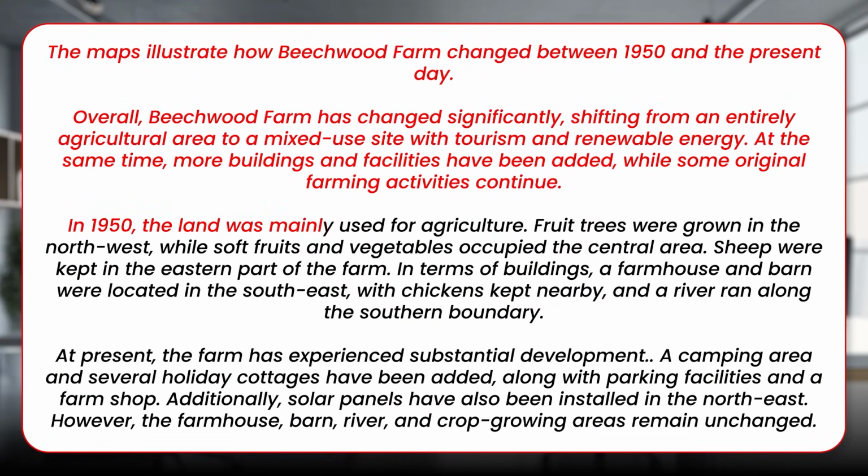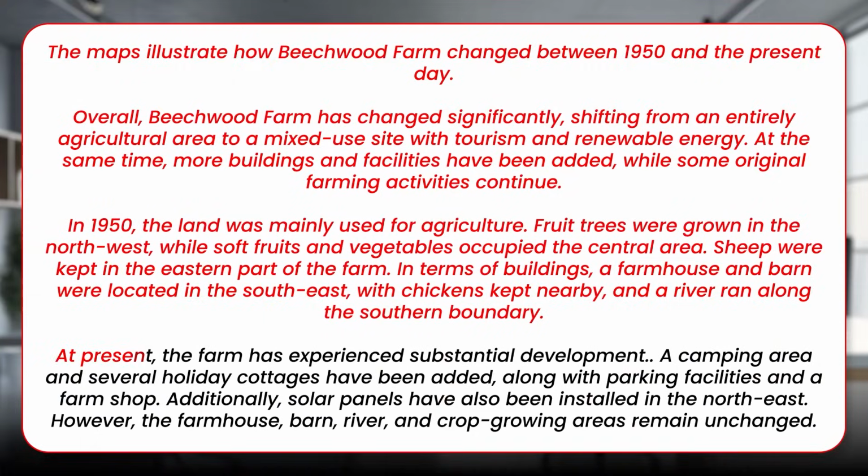And along with that, the original farming activities. So we have used this collocation to refer to the farm beds which remain the same in both the maps. In 1950, the land was mainly used for agriculture. You can notice the past tense here. Fruit trees were grown in northwest, while soft fruits and vegetables occupied the central area. Sheep were kept in the eastern part of the farm. In terms of buildings, a farmhouse and barn were located to the southeast, with chickens kept nearby, and a river ran along the southern boundary. A mix of sentence structures have been used in this paragraph.